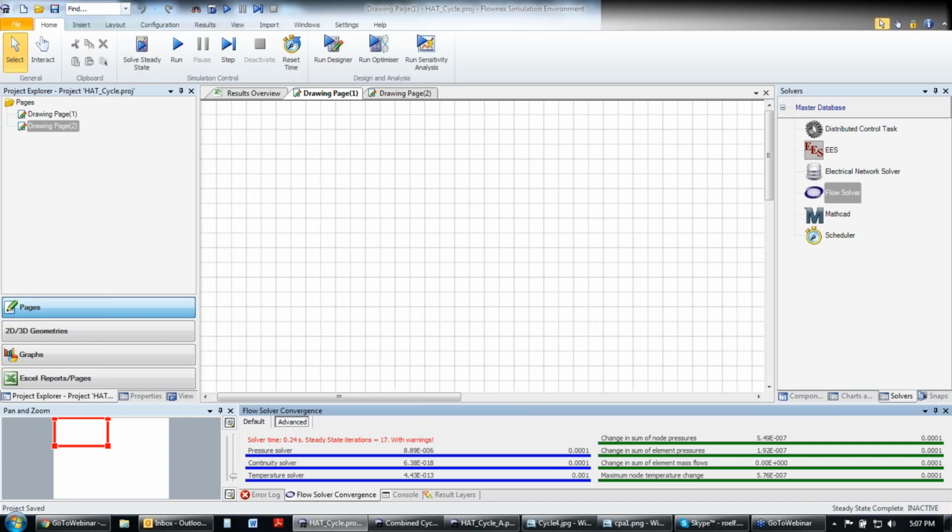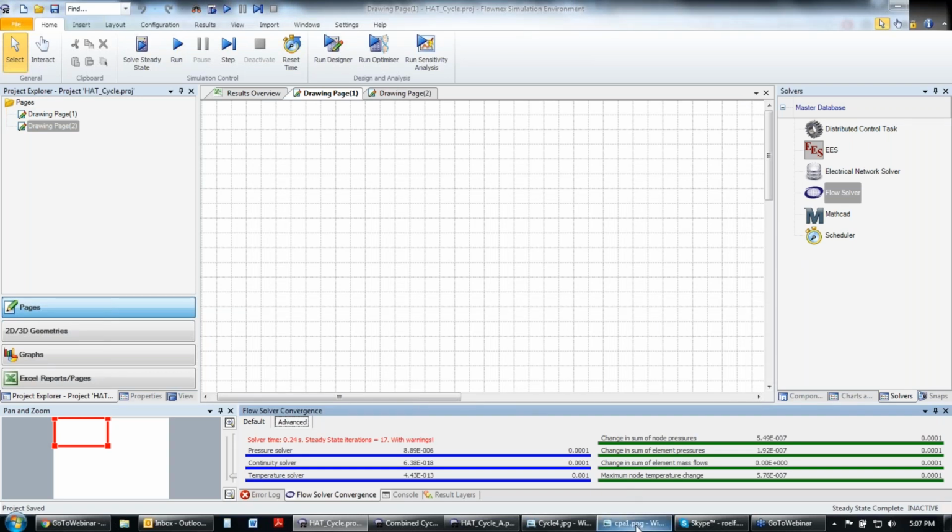Focus on the technology itself. What I'm going to do is show you how Flownex is equipped to solve the problems or to do designs within this technology. So I'll focus on that throughout this short session.